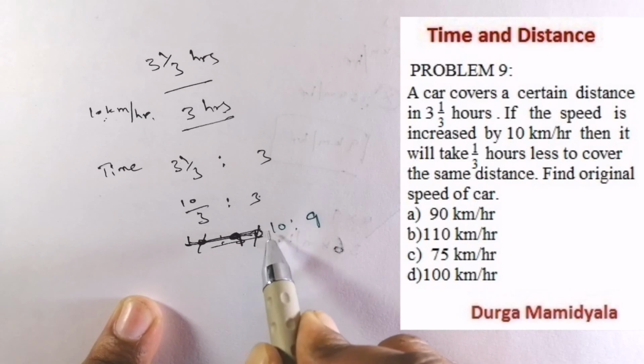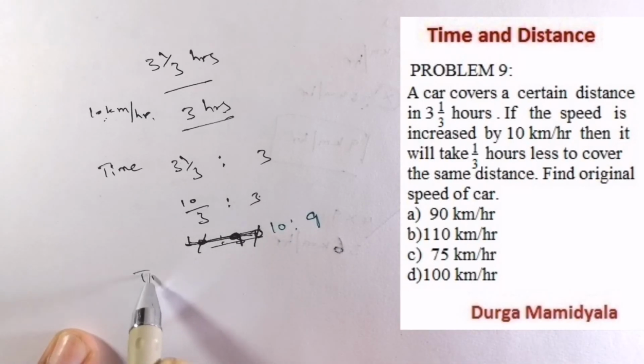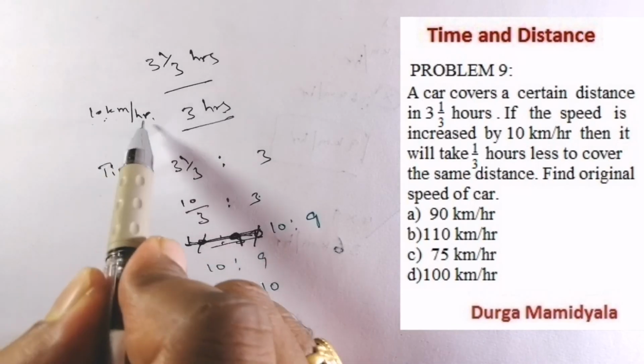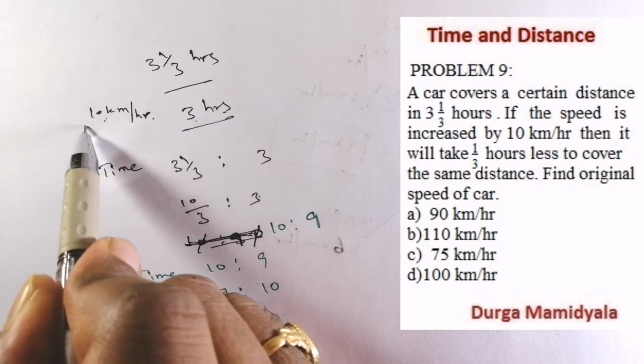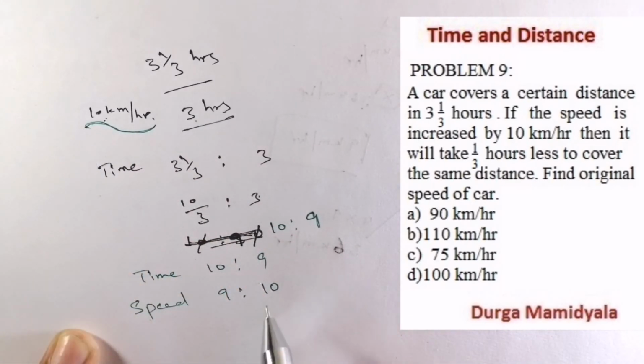So what is this ratio? This is the time ratio. So what is the time ratio? Time ratio is 10 is to 9. If the time ratio is 10 is to 9, what is the ratio of the speed? It is 9 is to 10. What here we have given, it is going to take 3 hours when the speed is increased by 10 kilometer per hour. So if we see that the speed is increased by 1 unit from 9 to 10. So 1 unit is what is it?